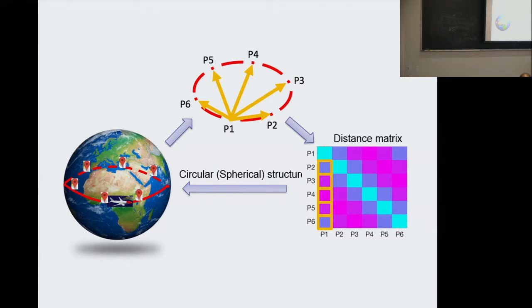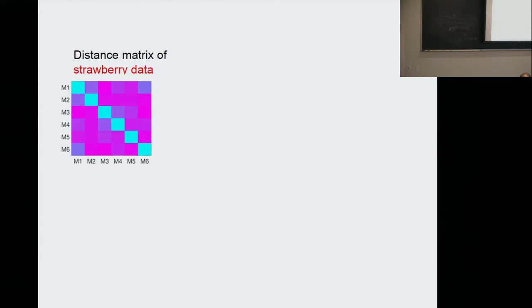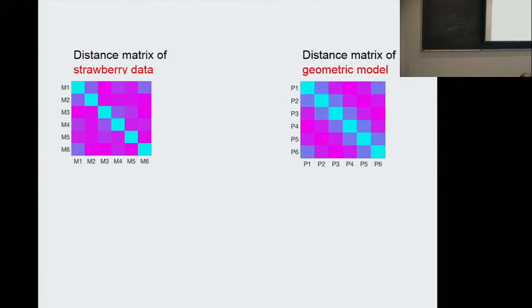So this is the broad idea: we take a distance matrix from strawberry, where each of the elements is a monomolecular odor, and the distances between odors are defined from the statistical point of view. And then we want to match this matrix to the pairwise distances from different candidate geometries, from a spherical geometry and a hyperbolic geometry. Then one can compare these two matrices.